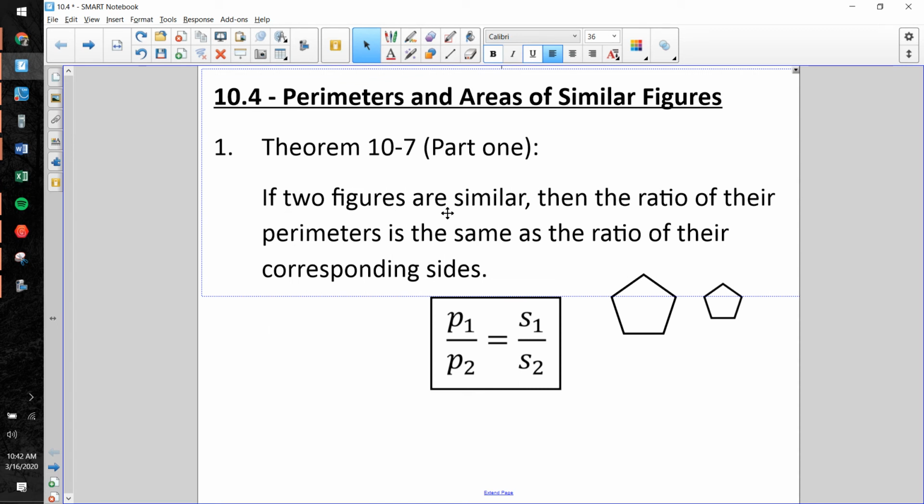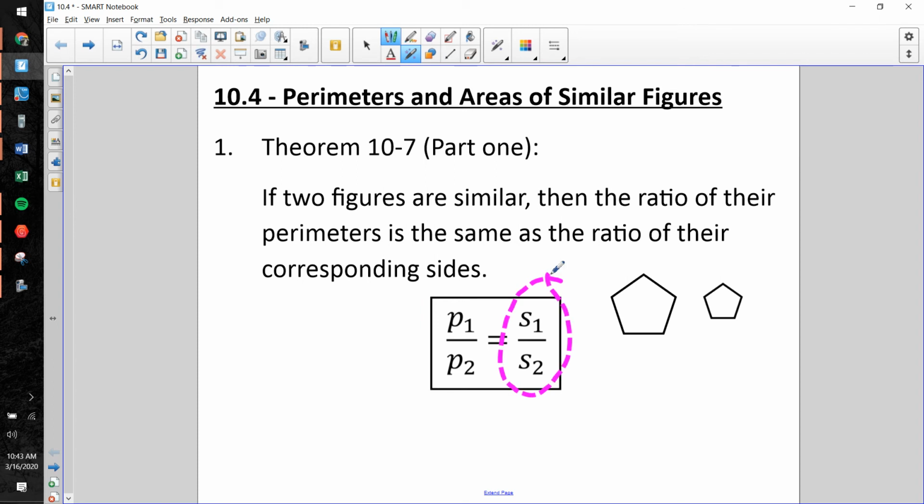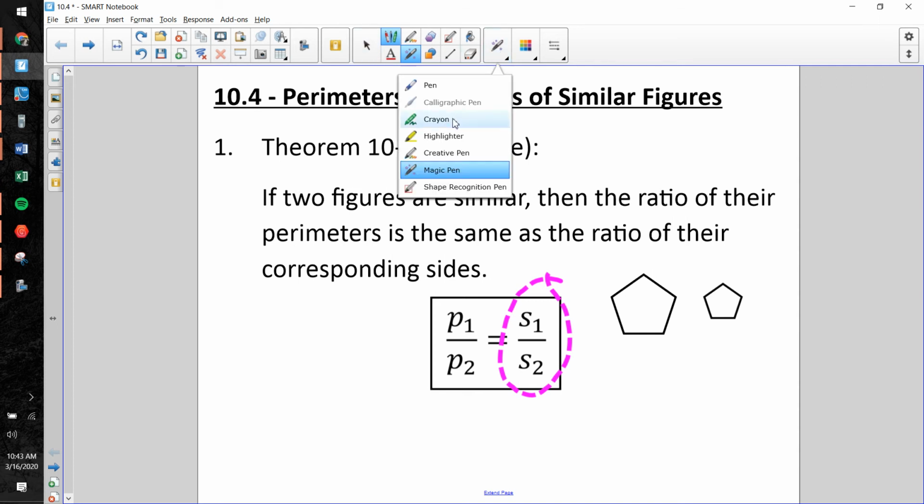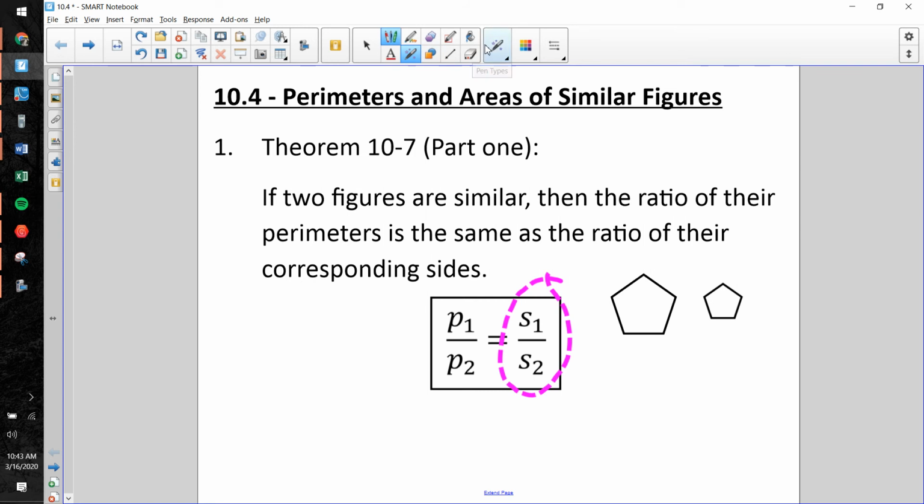If two figures are similar, then the ratio of their perimeters is the same as the ratio of their corresponding sides. And that's this equation right down here in the box, that the ratio of the perimeter of the first figure to the perimeter of the second figure is equal to the ratio of the side from the first figure to a corresponding side in the second figure. We also called this ratio right here our scale factor back in the day, the ratio of two corresponding sides. So that might be something that we have to revisit in a little bit moving forward. Okay, anyhow, let me undo that.